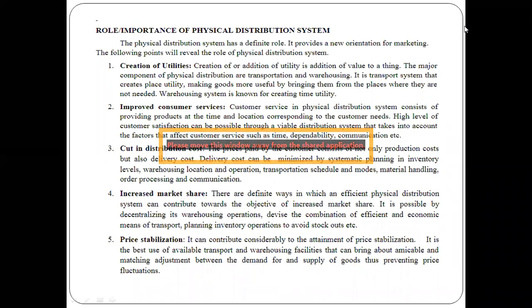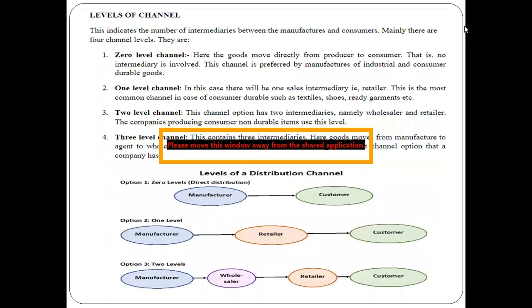Then the fifth is price stabilization. It can contribute considerably to attainment of price stabilization because it is the best use of available transport and warehouse facilities that can bring out amicable and matching adjustment between the demand for and the supply of goods, thus preventing the price fluctuation.